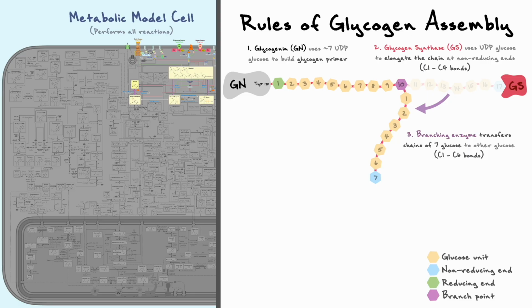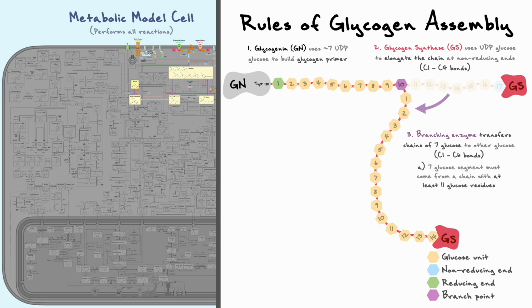Basically, what this enzyme does is that it takes a chain of 7 glucose residues and binds it between carbons 1 and 6 to create a new branch. From there, glycogen synthase can elongate the chain again. There are 2 important rules that govern the branching.